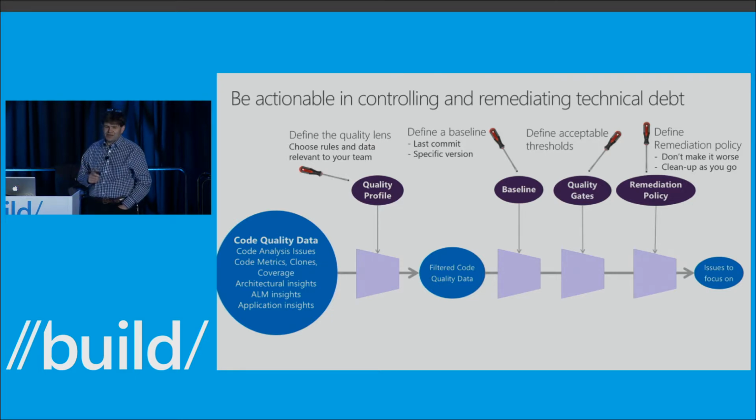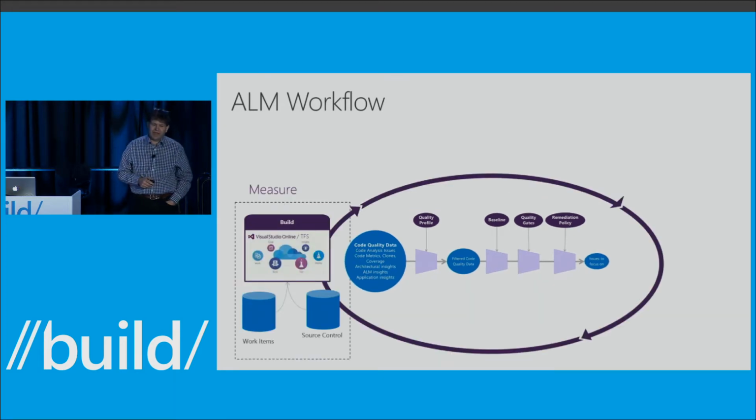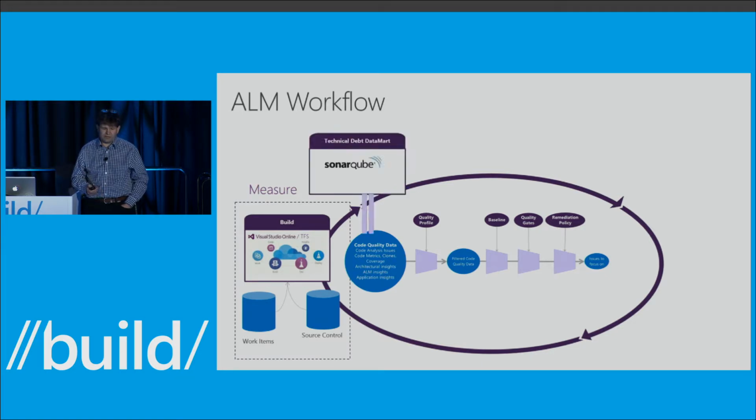So now we can put that into an ALM workflow. How do we measure the code quality data? We do that on builds. When you're doing the build, you can run code analysis and all these other things, gather that data, and send it up to SonarQube. Now, you're not going to do that on every check-in, but you might, for example, I think you guys do it twice a day, at lunchtime and at night, because the code analysis is going to take more time, and you don't want every check-in to have to hit that and report it up.